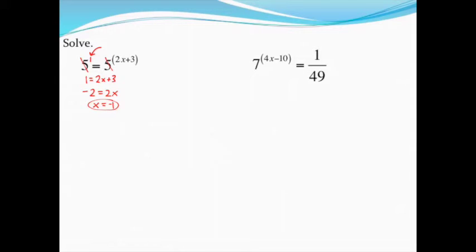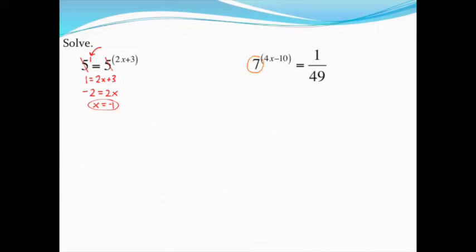Now, this other example on the right side of the screen is a bit more complicated because this time I don't have the same base on either side. One side has a base of 7, the other side is 1 over 49. Well, the trick for these problems that we're going to look at today is that every problem can be rewritten so that it has the same base on either side.